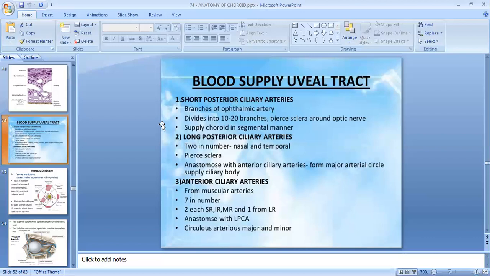And then arteries which supply the uveal tract are anterior ciliary arteries. They are from the muscular arteries. There are 7 in number, 2 each for superior rectus, inferior rectus, medial rectus, and 1 from the lateral rectus. They anastomose with the LPCA. LPCA is the long posterior ciliary arteries, forming the circulus arteriosus iridis major and minor.